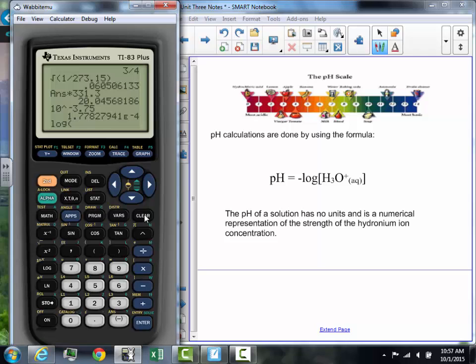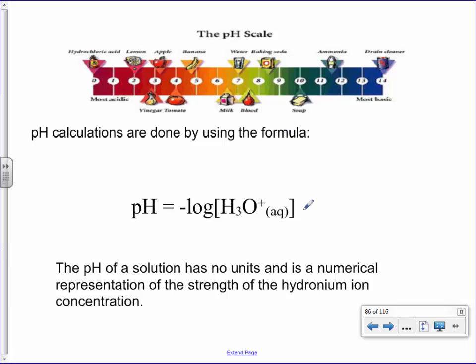So here's the second formula then. Let's say that I give you a pH. Let's take a pH of 7.